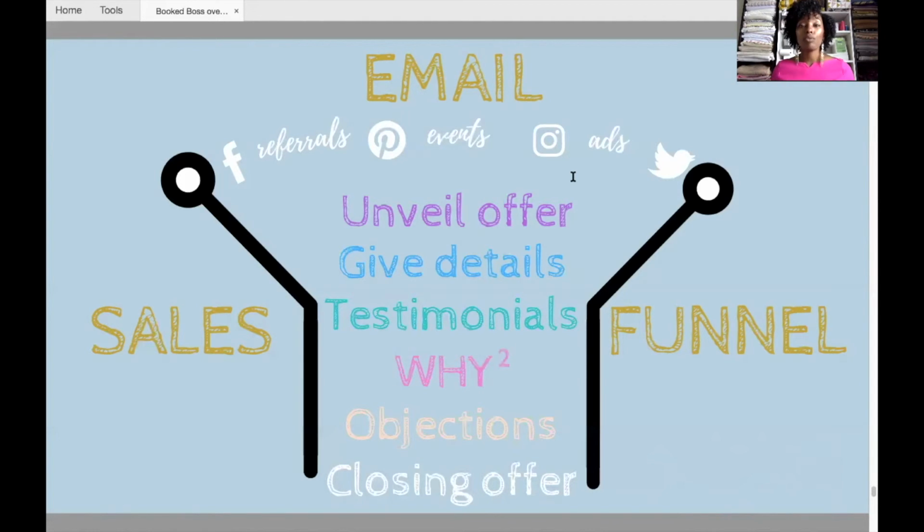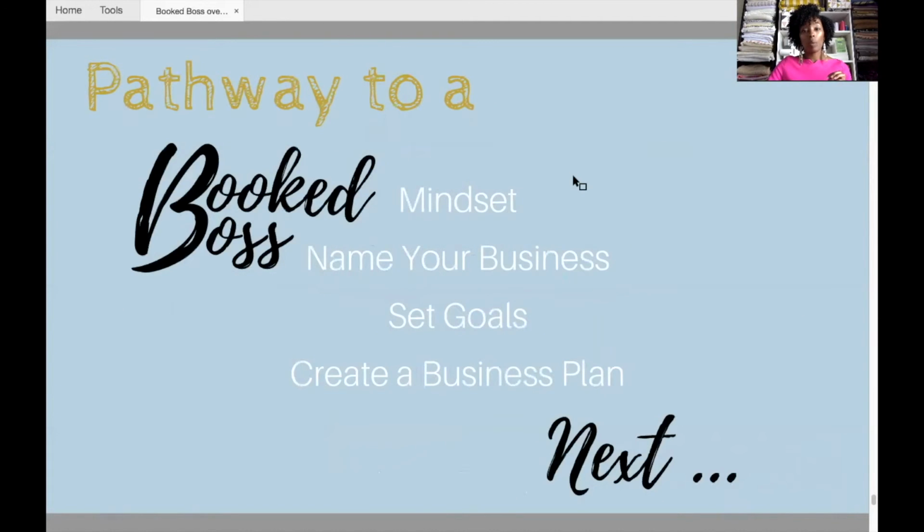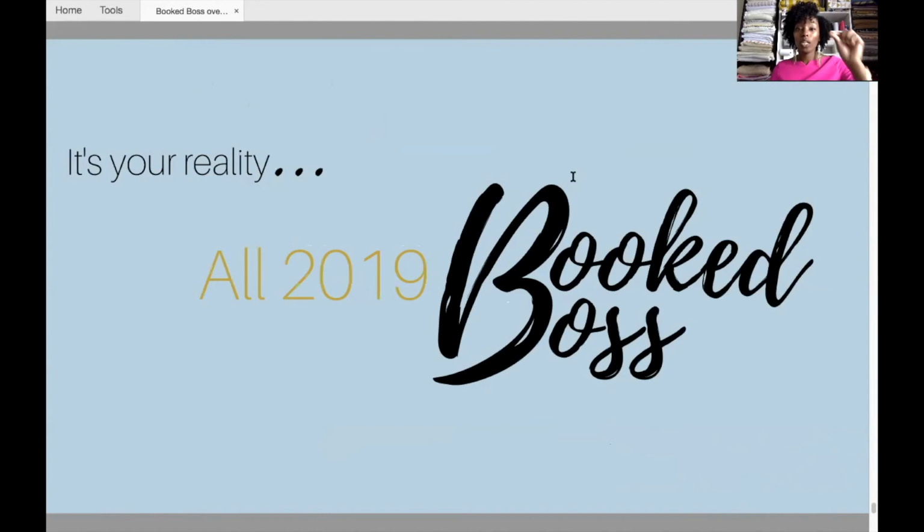But these are just very high level things that I wanted to talk to you guys about today, because you're now on your pathway to becoming a book boss. And that is because you are going to change your mindset, because today is your last day of saying, I can't, I don't know how, I won't, I cannot. It is your last day. And you are going to name your business, give it the name it so deserves. You're going to set goals for your hobby to turn it into a business. And you are going to begin creating your business plan, because it is going to be your reality in 2019 that you will be a book boss.